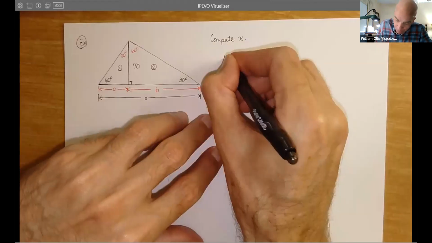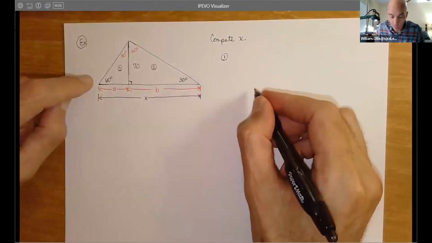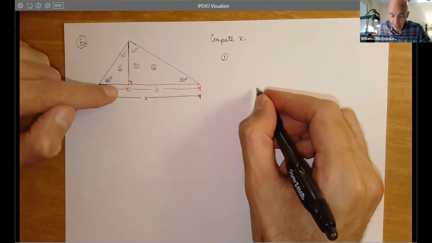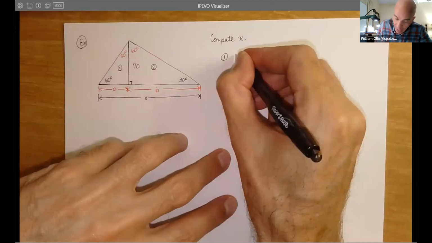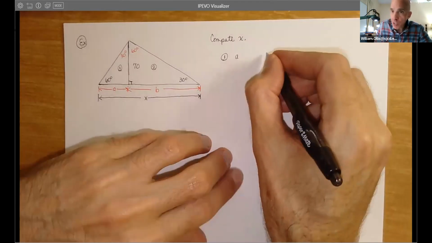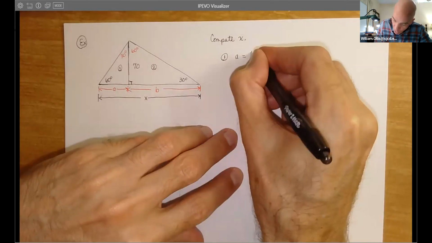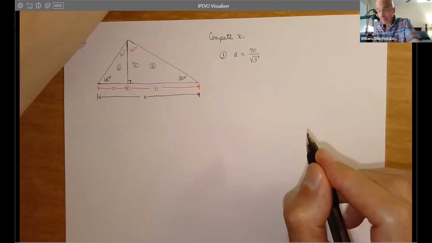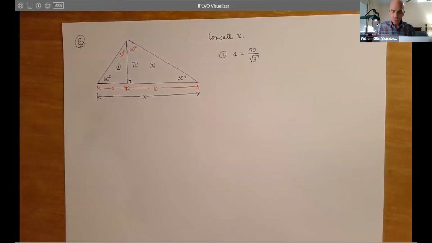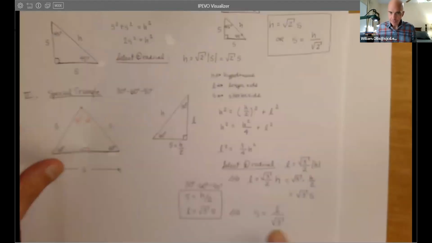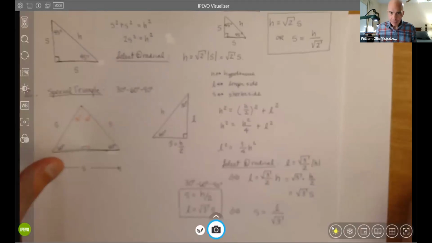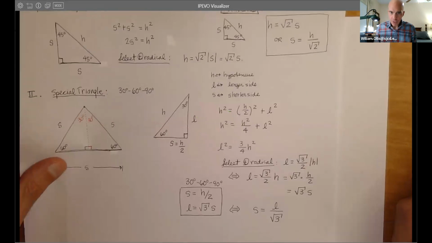So in the first triangle, notice we have the angle 60 degrees. So this is the longer side. And then of course we have the side adjacent, which is the shorter. So we know A, the shorter side, is just the longer side divided by the square root of 3. We just showed that on the last computation. We did it right here. Okay, so that's what we used.